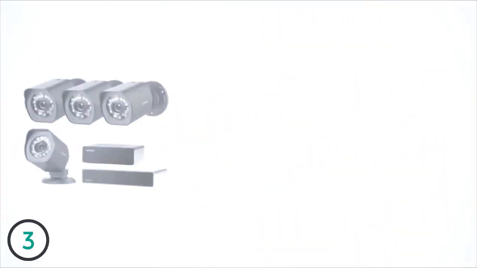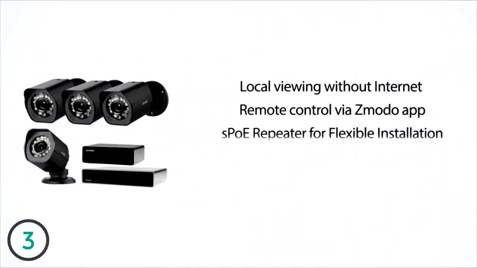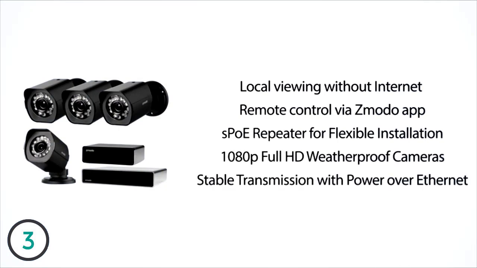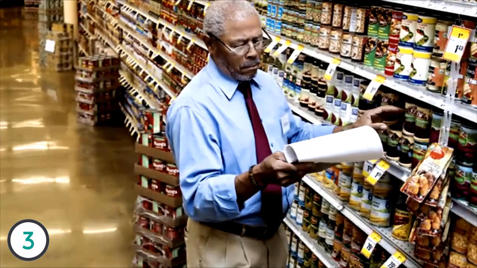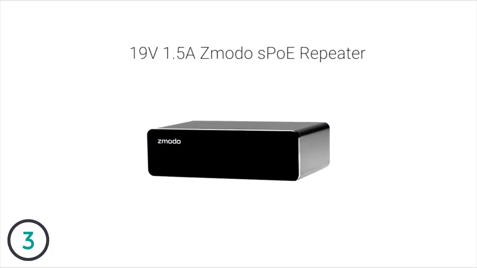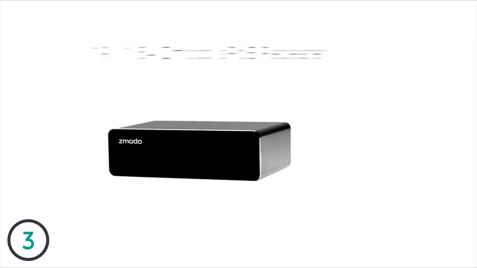Zimoto's 1080p SPOE system, a capable security system with cameras that transmit power and video over a single cable. Video quality is crystal clear with full 1080p HD. With the modular SPOE repeater, this security system can be customized to fit your needs.